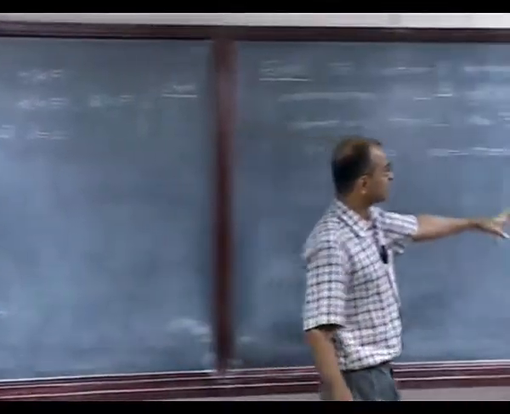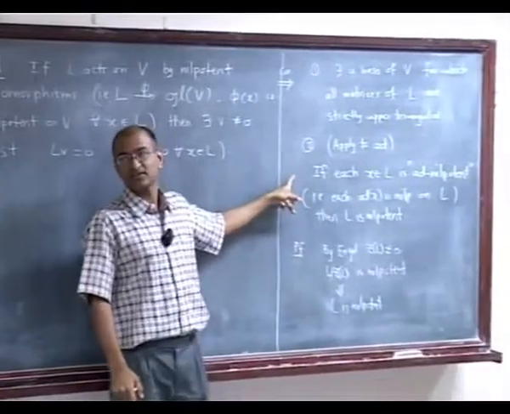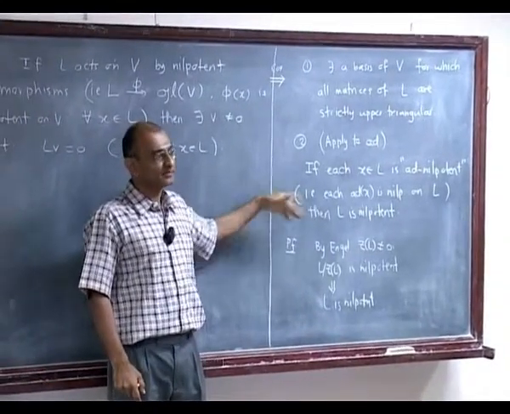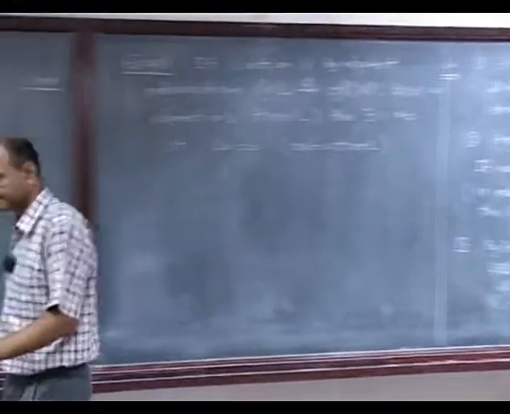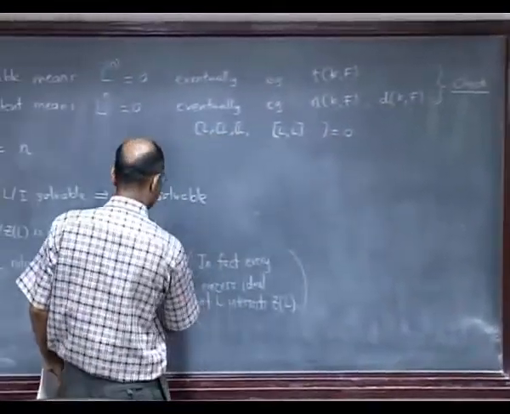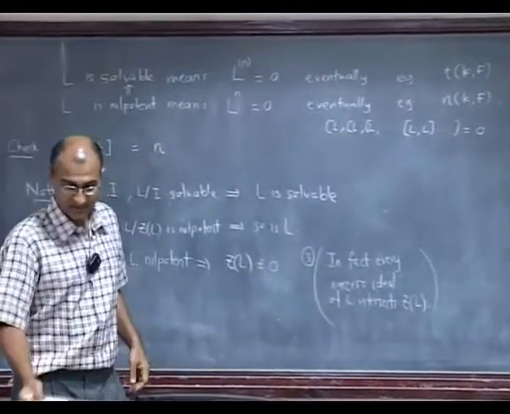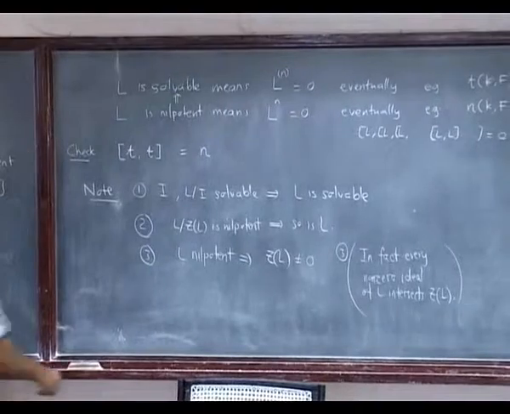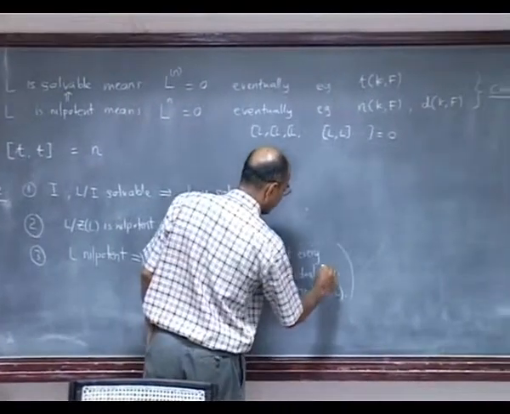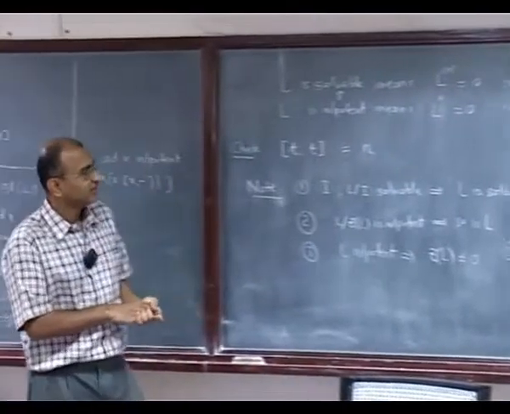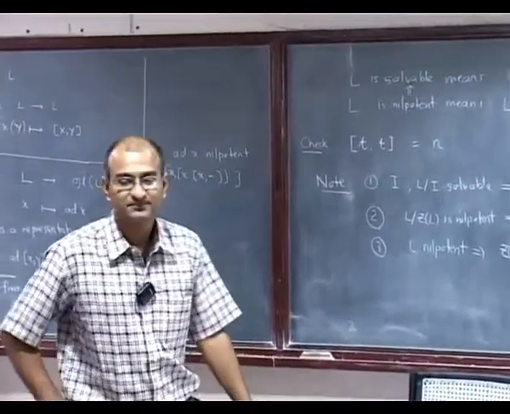What that is saying is the interesting direction, that actually the converse is true: if all ad x are nilpotent operators, then the Lie algebra is nilpotent. And let's look at this last one, 3. Is this clear? Every non-zero ideal of L, let's call it I, intersects Z of L.